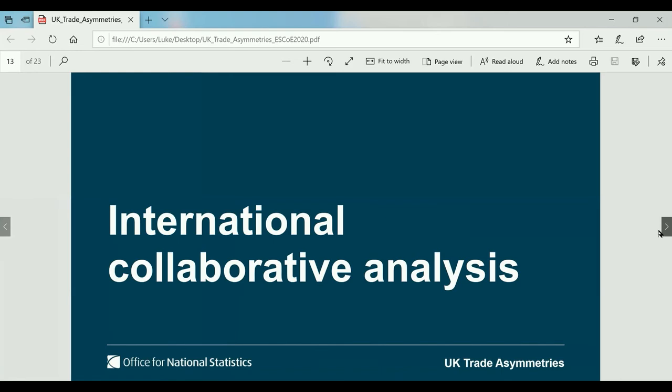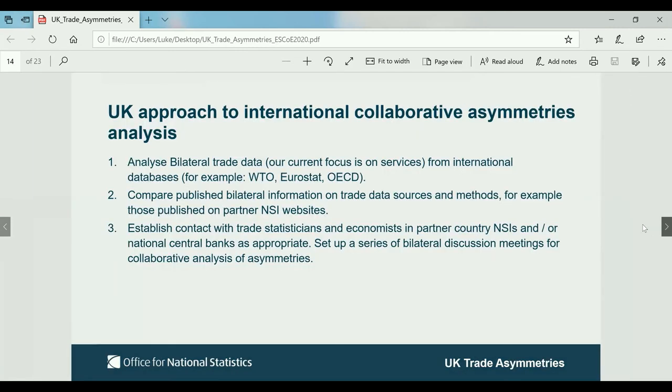So I'll go on now just to touch upon some of the international collaborative analysis that we've managed to do so far. In terms of our approach to this, I've set out in the next couple of slides the steps that we take to conduct this.